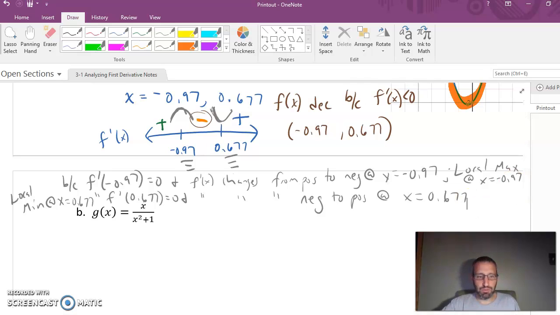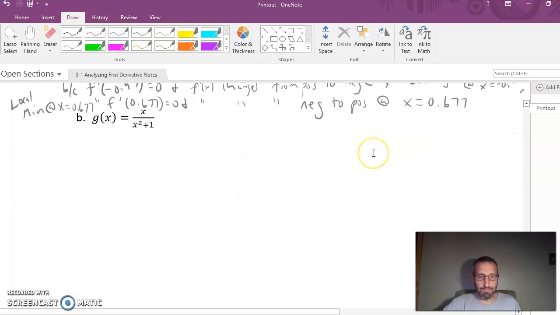All right, let's try one more example here. Let's see if we can squeeze this one in real quick. And then you'll get to spend some time working on the rest of those. All right, again, we're doing intervals of increasing and decreasing and evaluating critical values. So that means first derivative.